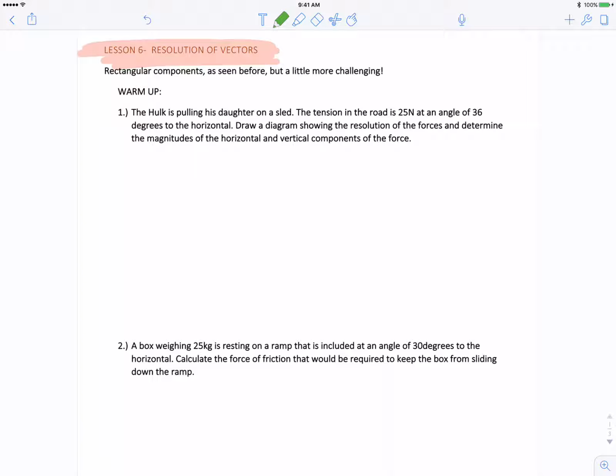It says the Hulk is pulling his daughter on a sled. So the first thing that you would definitely want to do is make sure that you create a diagram. So here is my Hulk on the sled. You can draw a beautiful sled like that, it doesn't matter. Here's a person on it. Essentially, this is the Hulk, and he's pulling on the sled. Generally, I make the arrows going up to the person's face, even though it's obviously not where they're pulling from. But it doesn't matter which one you use when creating those diagrams.